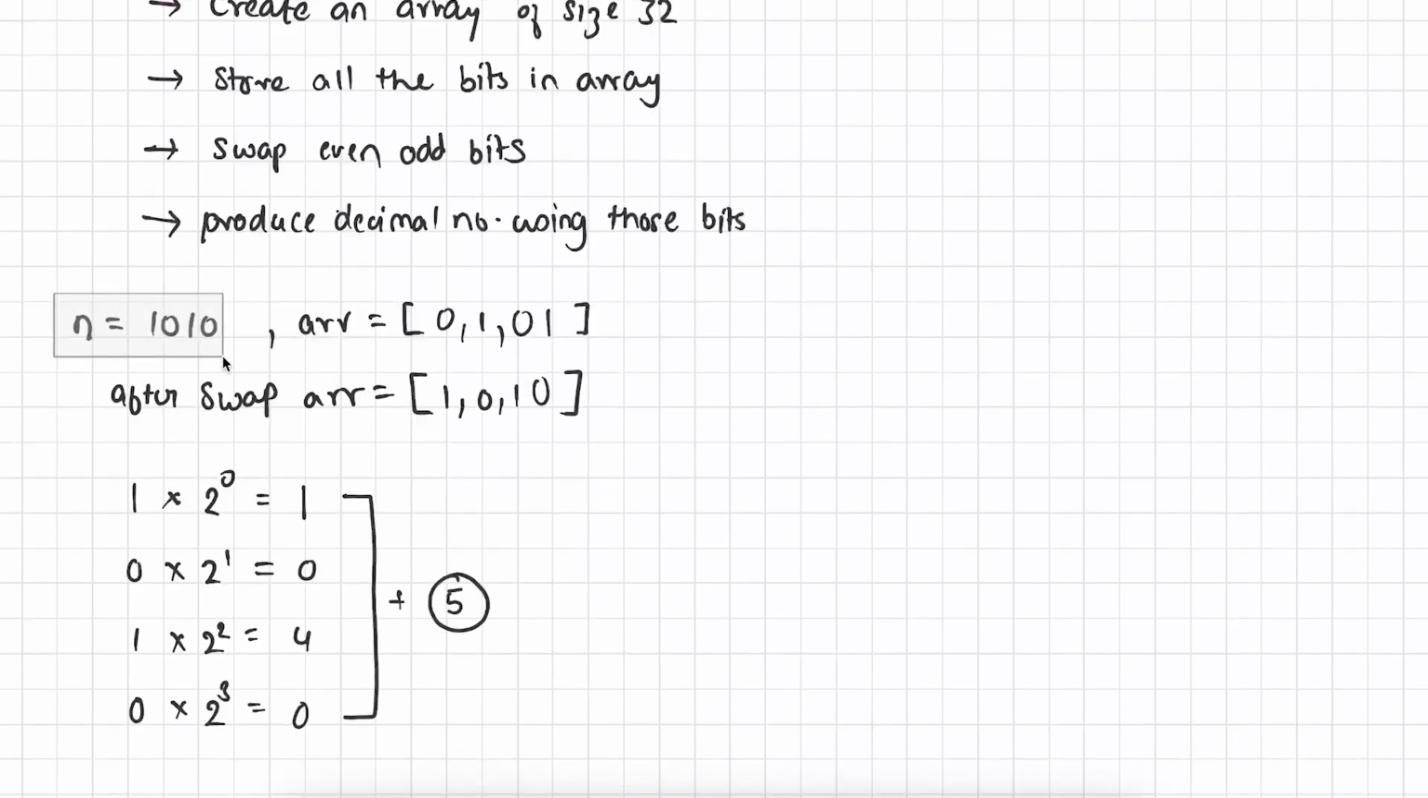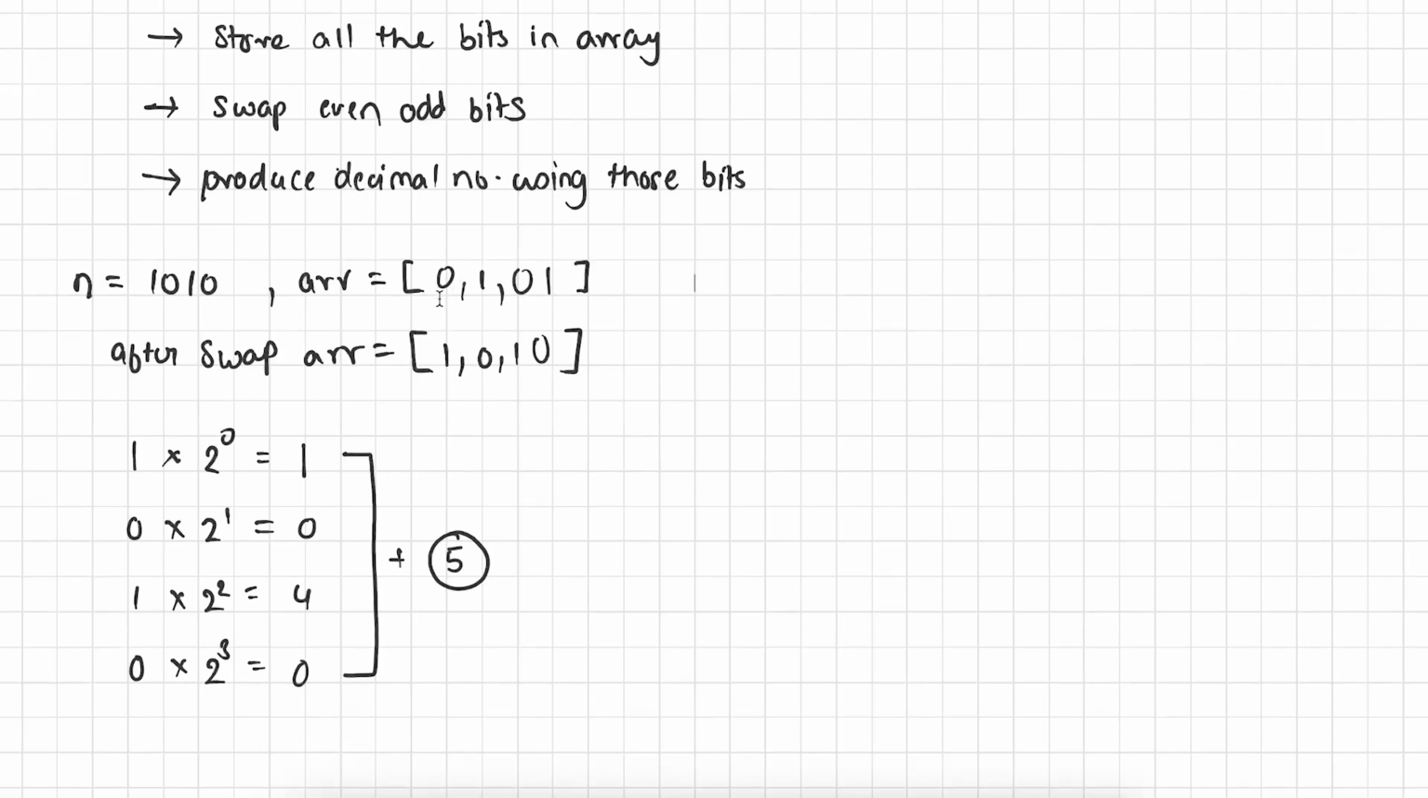If n equals 10, meaning 1010, we are going to store all the bits in an array. After storing all the bits, the array looks like this, 0101, and then we swap all the even and odd positions. So now it becomes 1010.